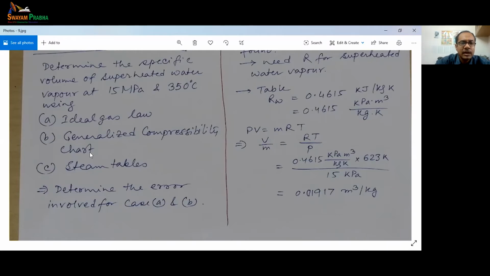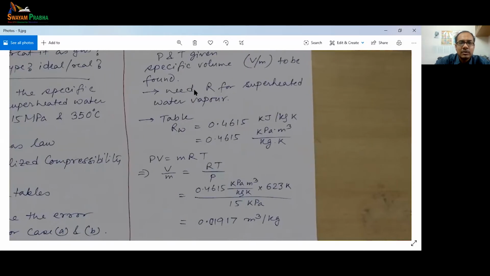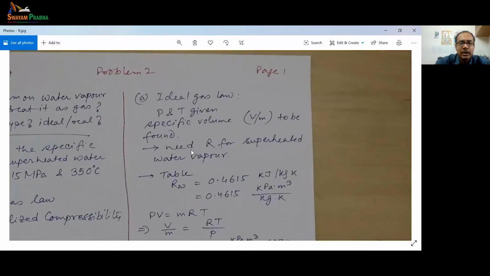And the third way is through the steam tables. Steam tables also give you the superheated properties and the specific volume, right? So you can find that from the steam table as well. And after finding all of these values, you need to find the error involved. Okay, so let's see how we can do this.